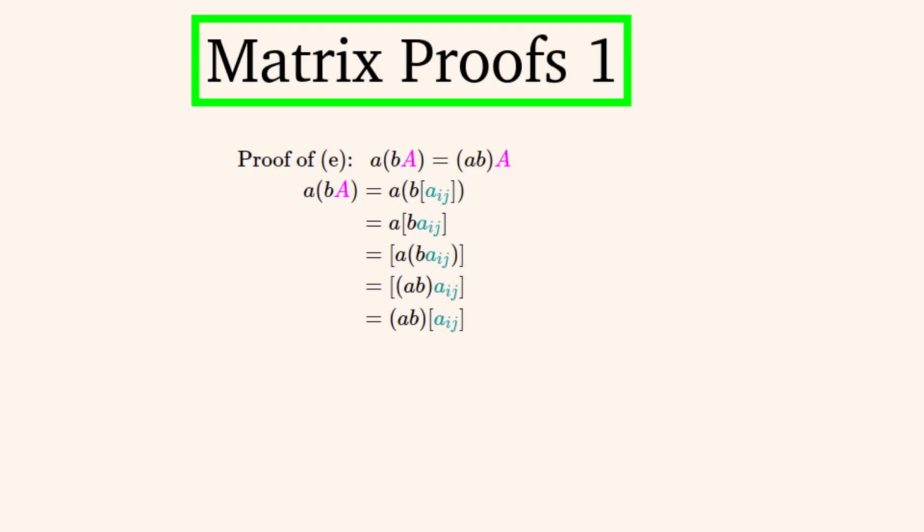inside round brackets, and then we can bring it outside the square brackets. And finally, we can write out the matrix proper variable name, giving us the right-hand side, and so proving part E of this theorem correct. So that's it, we've proven this theorem. We can draw the small black square to show this.